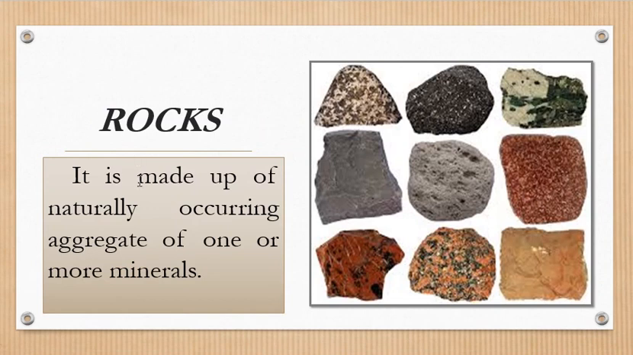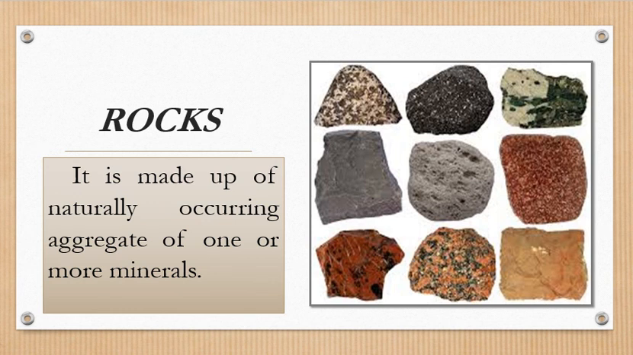Accordingly, rocks are made up of a naturally occurring aggregate or collection of one or more minerals. Take note that we have already discussed what minerals are, right? We discussed also the physical characteristics of minerals. How can we identify minerals? So therefore, rocks, as shown here in the examples, are made up of a group or collection of one or more minerals. Now let us proceed.